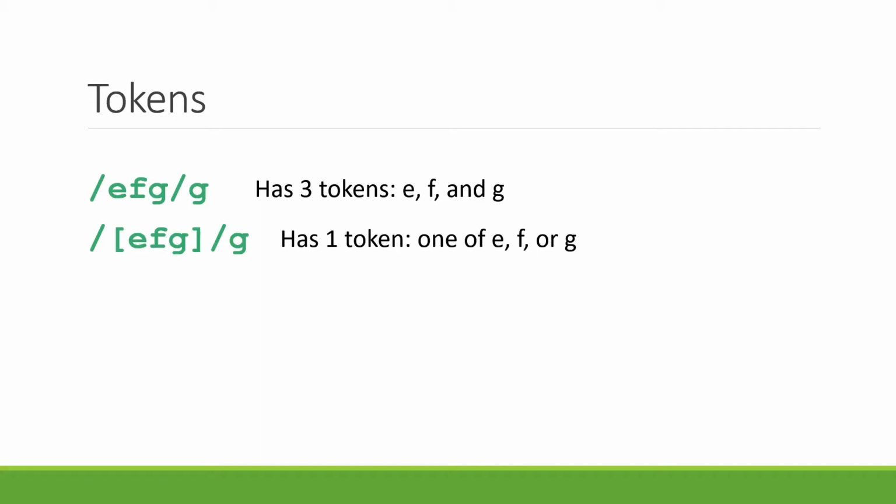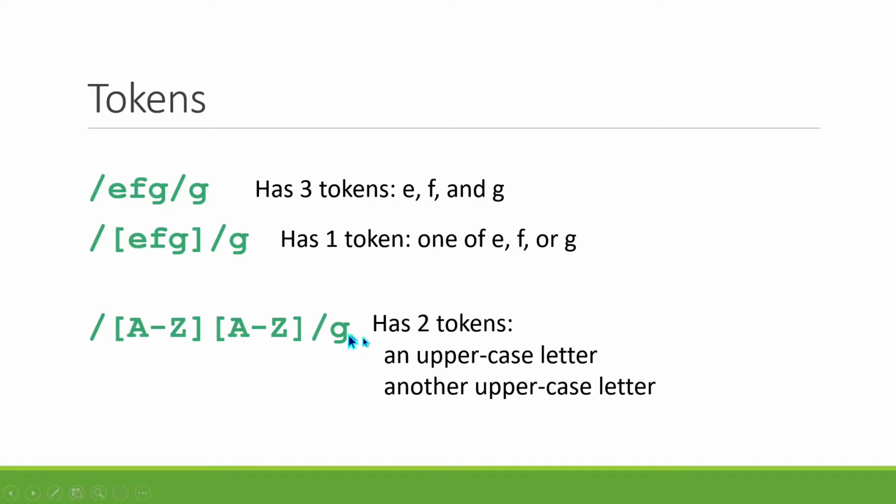Now, obviously, in most situations, you're going to want to look for more than one single character. And so you could do, this is kind of cheesy, but you could do something like this. This has 2 tokens. It looks for an uppercase A to Z followed by another uppercase A to Z. In other words, it's looking for 2 uppercase letters side by side. The first token matches a single uppercase letter, and the second token matches a single uppercase letter. Therefore, this expression will match a pair of uppercase letters that appear with nothing in between them.